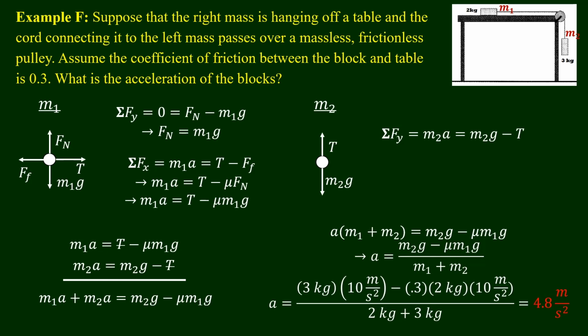So when I plug in numbers, I get 4.8. So that's the acceleration. So the block on the table accelerates to the right at that rate, and the block hanging off the table accelerates down at that rate.